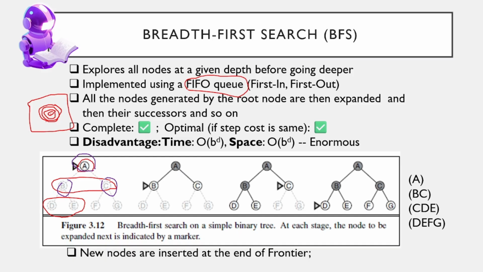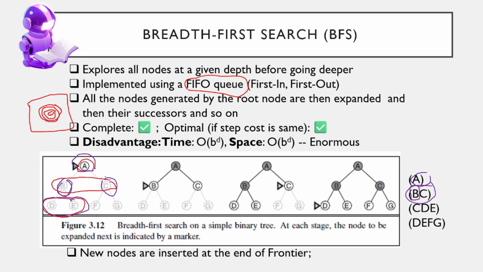They go into the frontier, our queue. Since it is first in, first out, we now expand B first. We are expanding the first one in, and taking it as first out. So we now expand B, which generates new nodes, who are the children of B, which are D and E. So now D and E are added to the end of the queue after C.